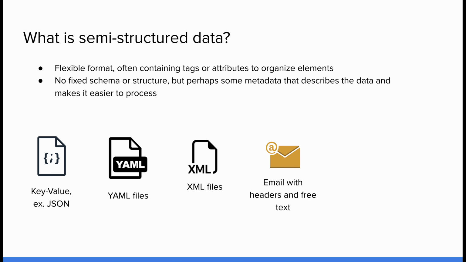Emails are another form of semi-structured data. Think about the mix of headers like to, from, and subject, and the free text content. This combination of structured and unstructured parts is what makes it semi-structured. Finally, we have NoSQL databases, such as MongoDB, which use flexible formats to store data that may not fit neatly into tables, providing the adaptability often needed for certain kinds of applications.